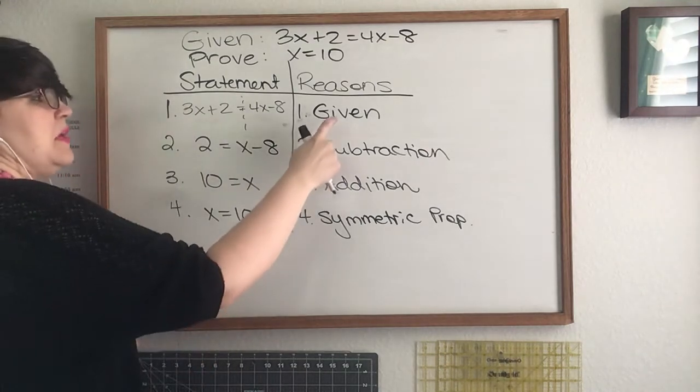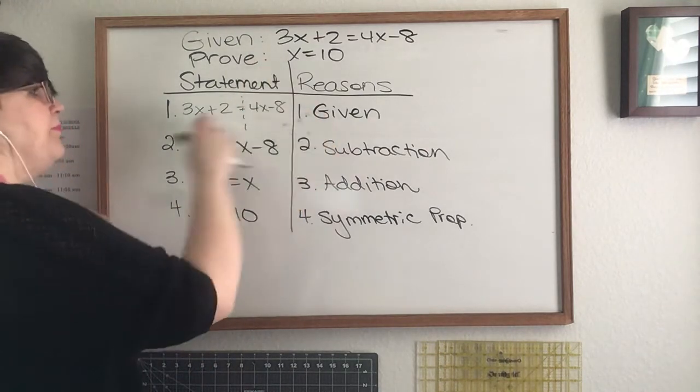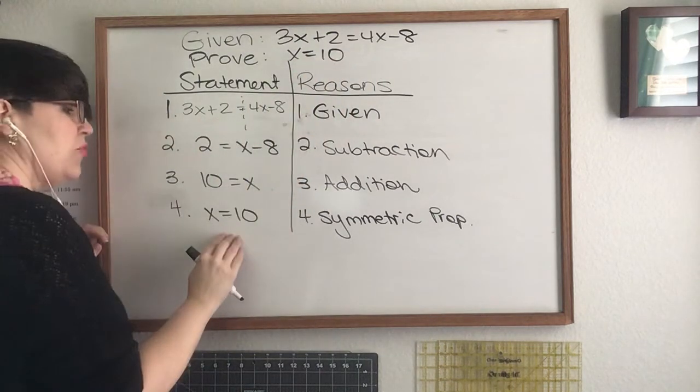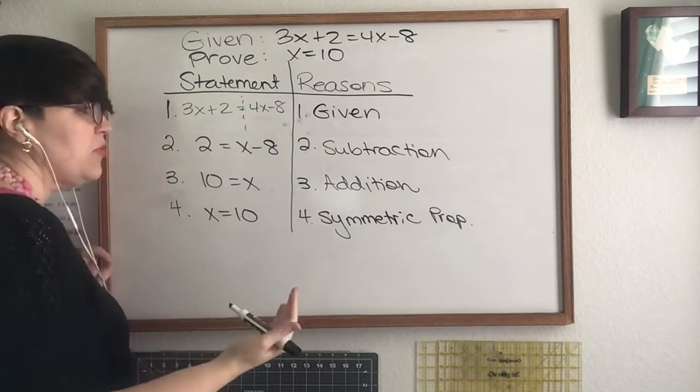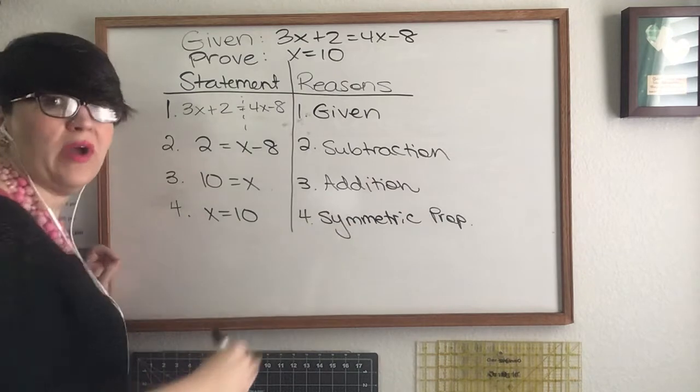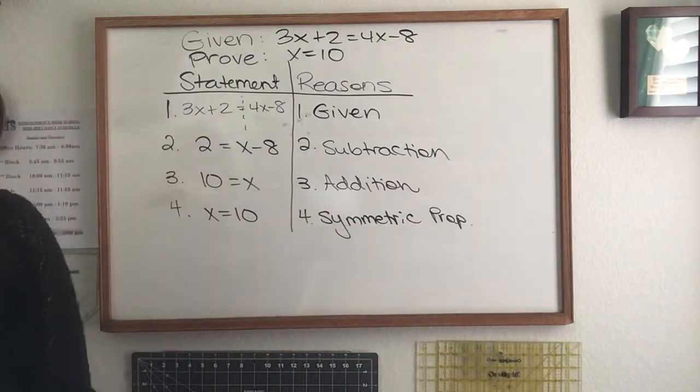So given is always the first step. The statement from the given is always the first step. The statement from the prove is always the last step. And then generally you have to figure out what steps will get you from here to here and how you're going to then continue those steps.